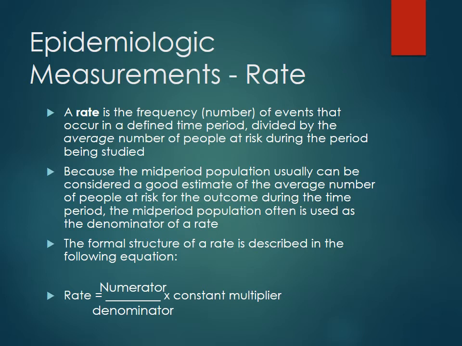So the way you divide this out is your rate equals the number of people who had the outcome divided by that mid-period point, and then by some constant multiplier. We'll see what the multiplier is in just a minute.